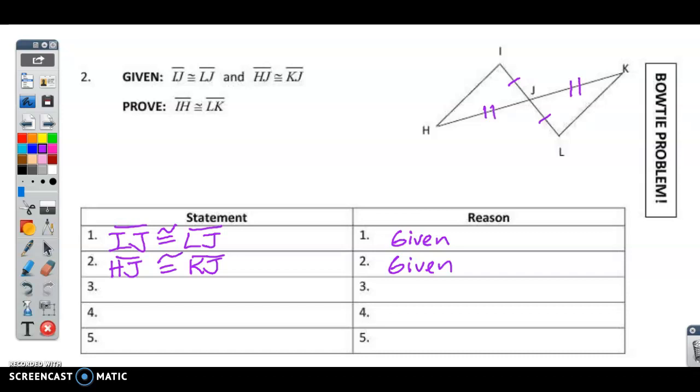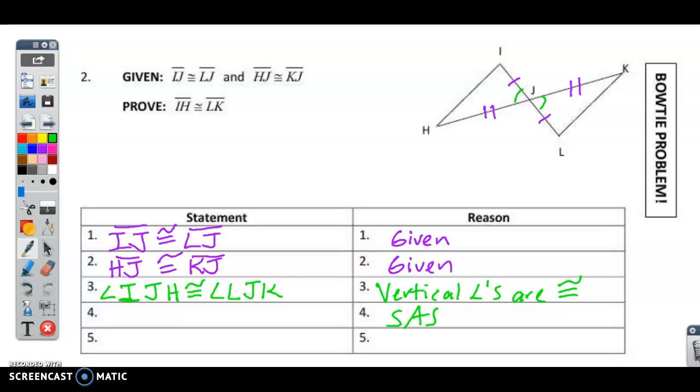We do know one other piece of information, and a lot of times we miss this, but if we miss it, we can't prove the two triangles are congruent. See these vertical angles? We know vertical angles are congruent. So we can go ahead and write those in. Angle IJH is congruent to angle LJK, and we know that because vertical angles are congruent. So now that we have that information, we've got SAS. So we have to name the two triangles.